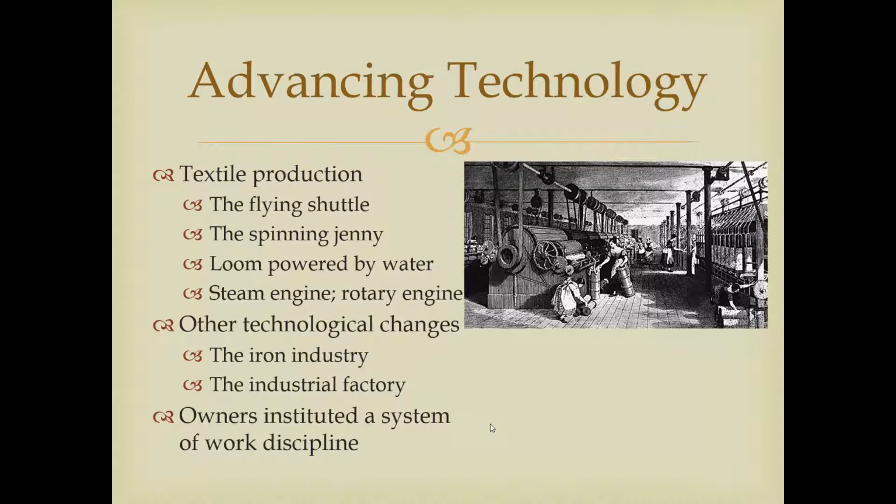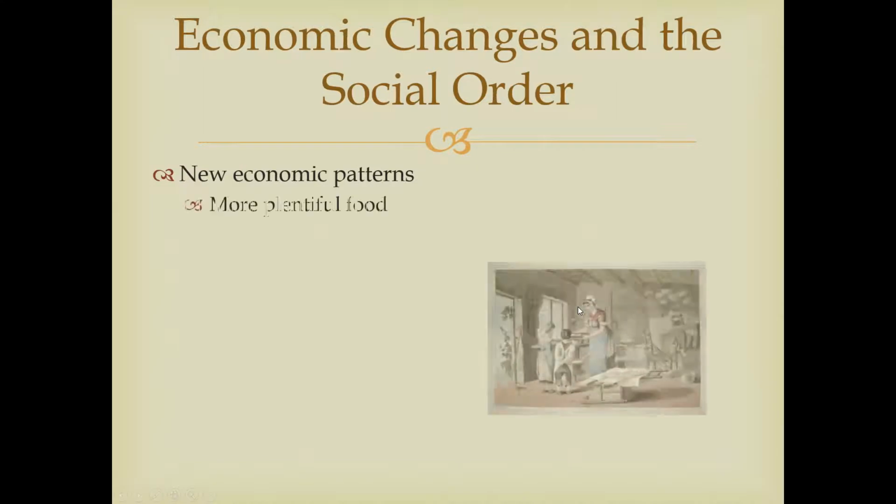But you're starting to see technology change the culture, change the way that people think, and pretty soon this advancing technology is going to change the social order. So you're going to start seeing this industrial revolution begin to affect the people in many more ways than just them having better economic opportunities. You're going to start seeing new economic patterns that go hand in hand with this change.